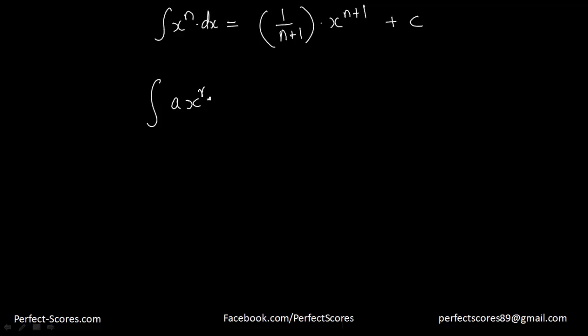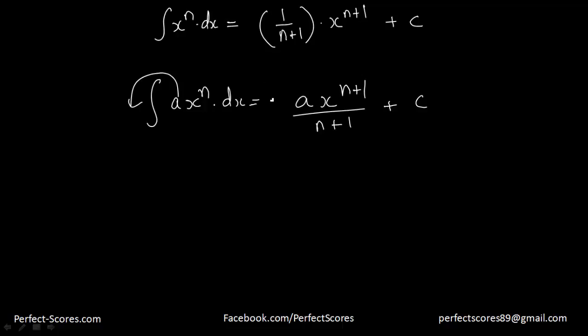That is, the antiderivative of x to the power n dx is equal to 1 over n plus 1 into x to the power n plus 1, plus c. And if I multiply a constant with it, let's suppose the antiderivative of a into x to the power n dx, this constant will just come out, because the antiderivative of a constant is something we will not be doing here. So the constant will just simply get multiplied, and this is what I will have.